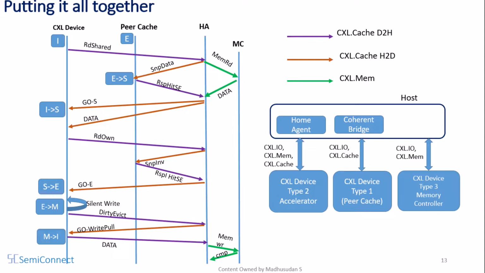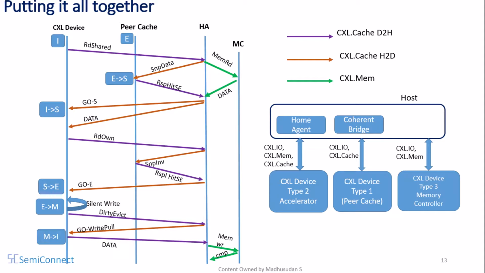Right? And then, let's say the CXL device now wants to have the exclusive ownership of that cache line. It puts out the read-own request, right, through the D2H to the home agent, and the home agent in turn sends the snoop invalidate. Because this is going to be owned by the CXL device, this particular cache line has to be invalidated in the peer caches, and that's what happens, right?